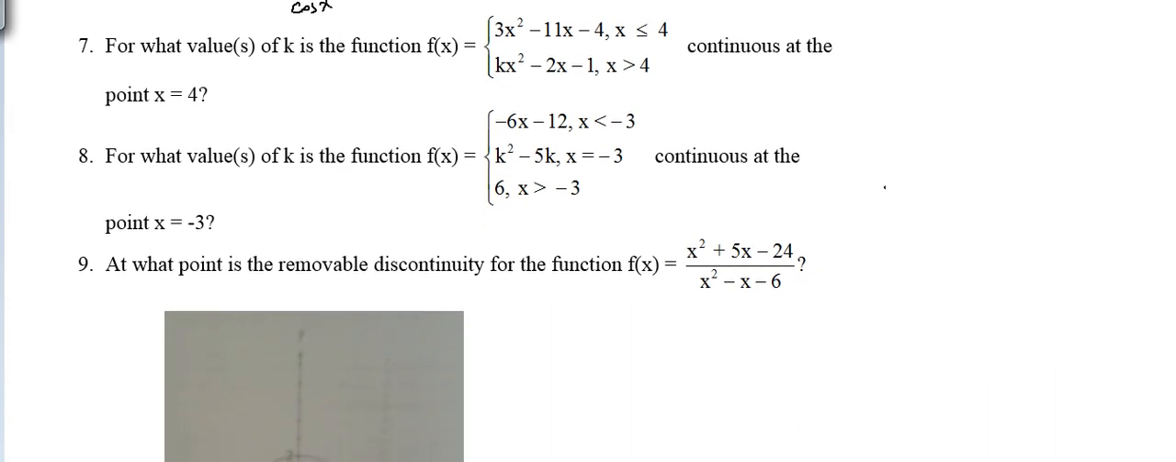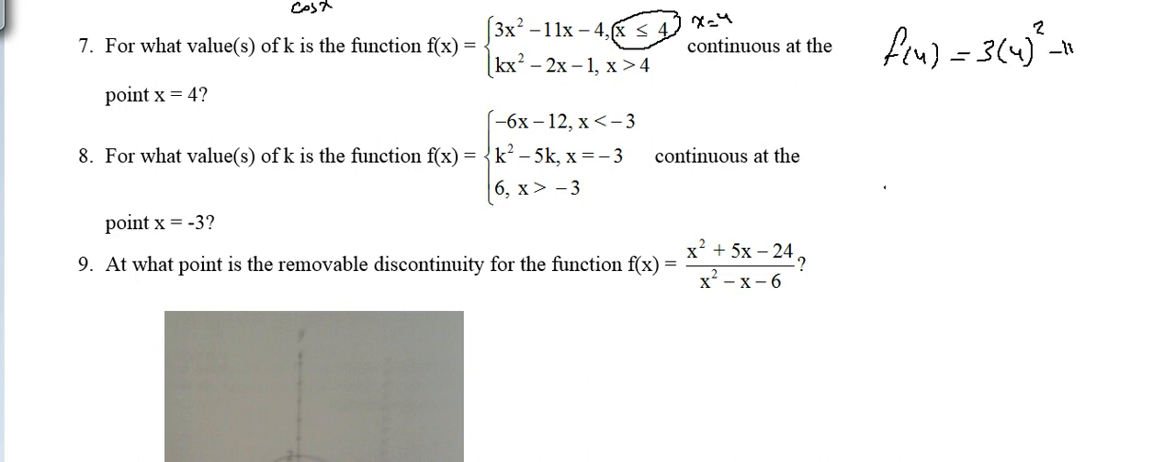Number 7. For what values of k is the function given here, f of x, continuous at the point x equal 4? Let's start with the conditions we know in continuity. First, we have f of 4, right? F of 4 equals what? We substitute 4 instead of x in here, because x less than or equal 4, x equal 4 is here also. So we substitute 4 instead of x.